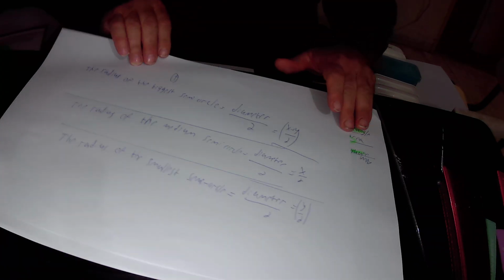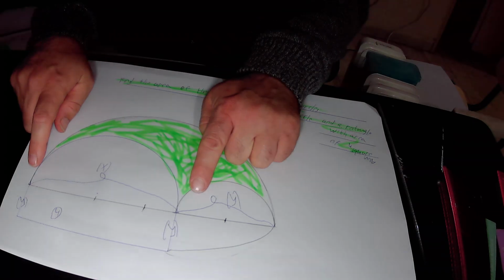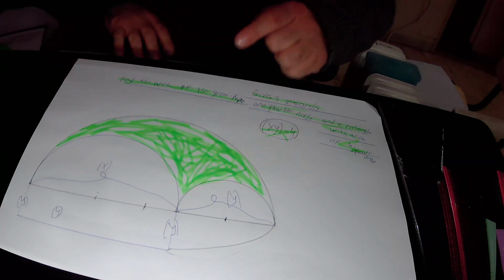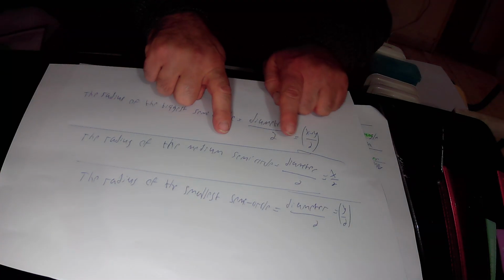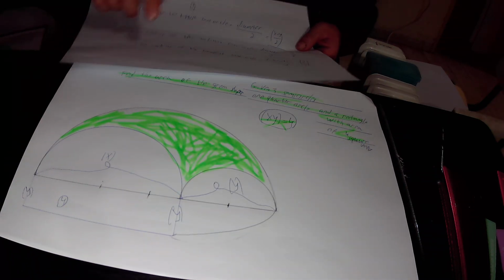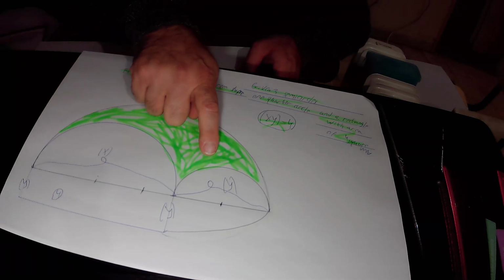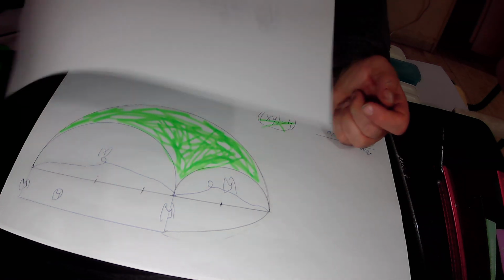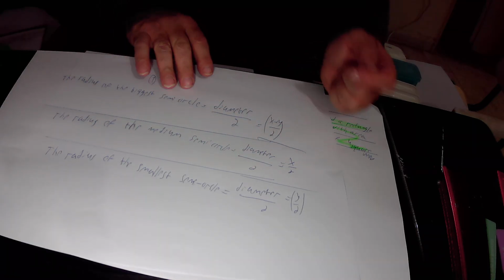Likewise, the radius of this medium semicircle equals the diameter over 2, that is x over 2 units in length. And finally, the radius of this smallest semicircle equals the diameter over 2, that is y over 2.